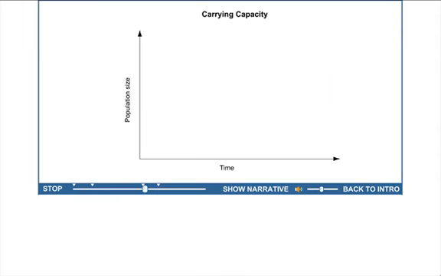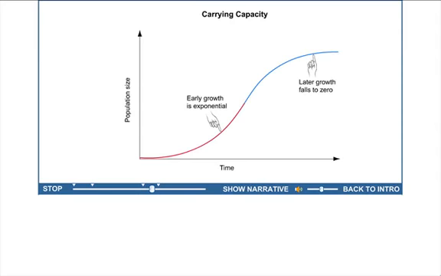In environments where resources are relatively constant, a population might grow exponentially at first, but then level off to a growth rate of 0. Such a population can be supported by the environment, its habitat, and is said to be at the environment's carrying capacity, K.